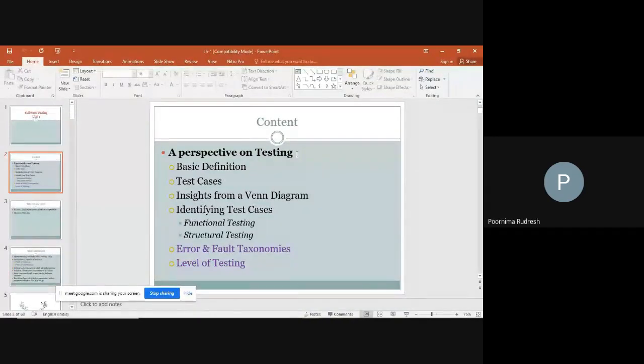are going to study. Next you are going to study about the insights from Venn diagram. What is Venn diagram and how it is useful in performing the testing process. Next you are going to study about identifying the test cases. So first you are going to study about the test cases, right? Next you are going to study about identifying the test cases.